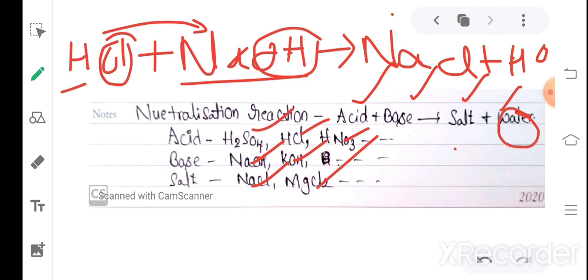In each and every neutralization reaction, water is definitely produced. H2SO4 is sulfuric acid, HCl is hydrochloric acid, HNO3 is nitric acid. Bases: NaOH is sodium hydroxide, KOH is potassium hydroxide. Salts: NaCl is common salt, that is sodium chloride, and magnesium chloride is also given.